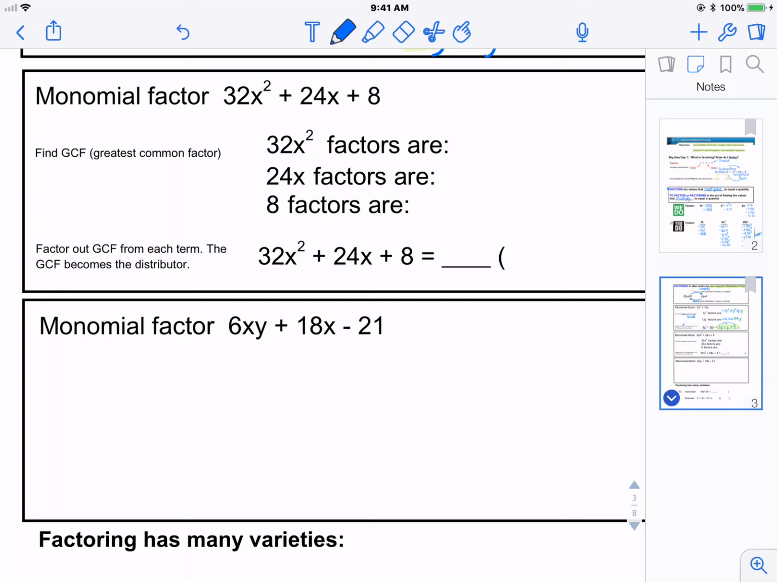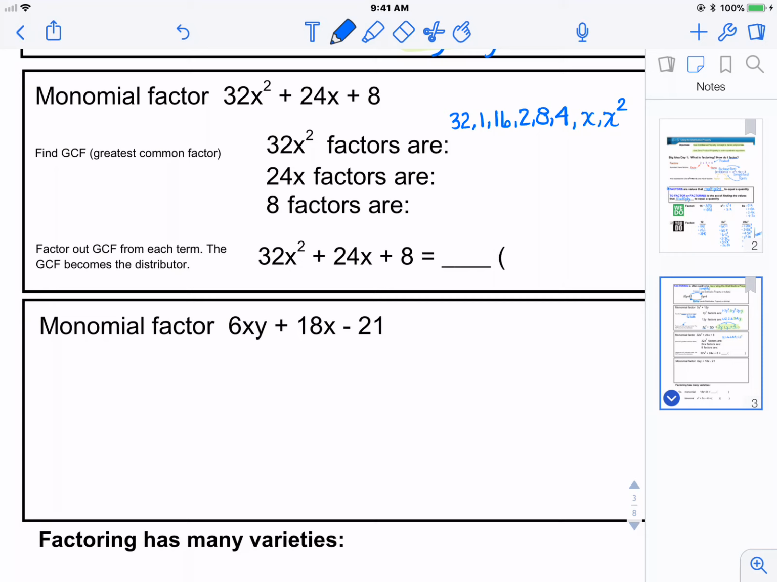So I'm going to go down and make my list of factors. For 32, that list is going to be pretty long. Numbers-wise, 32 and 1, 16 and 2, 8 and 4. These are my factors number-wise. Then for x squared, x is a factor of x squared, and so is x squared itself. So those are all the smaller parts that I could break that into and multiply different combinations to make 32x squared.